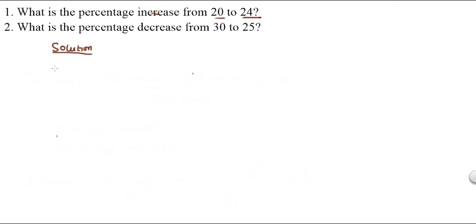For the second example, you're asked, what is the percentage decrease from 30 to 25? In this case, if you notice, the old value is 30 and the new value is 25. So I'll say the old value is 30. I'll use O to refer to the old value. And then the new value, I'll use N to represent it. This will be equal to 25.